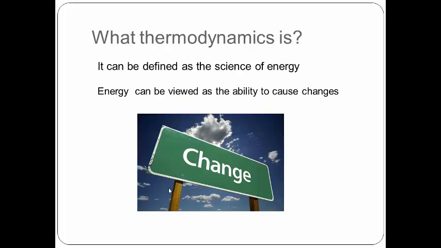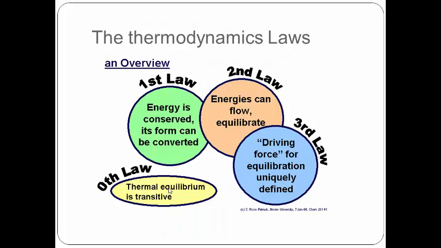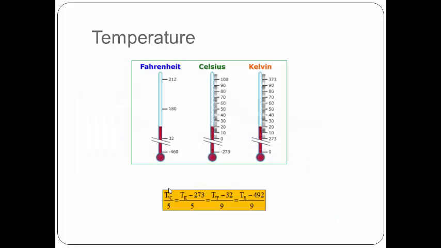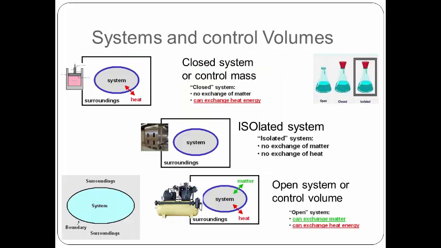In the first chapter, we define what thermodynamics is. Basically, it's a science of energy. We talk about the laws, the first law being the conservation of energy. Then we talk about the systems: closed, isolated, and open systems, and the difference between them.